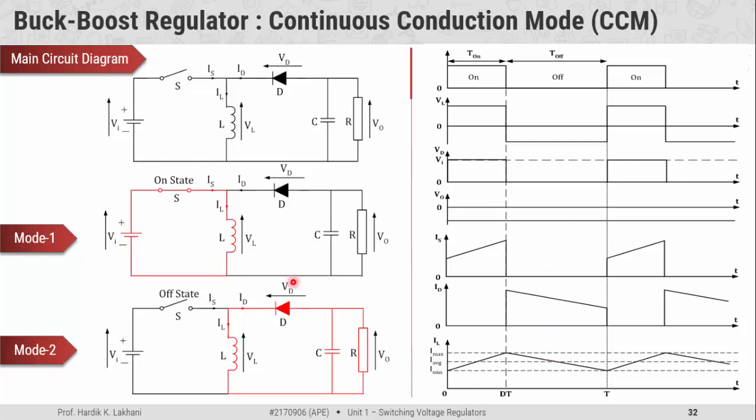In the second interval, the switch is in the off state condition, so there is no current flow through the switch. And in the second interval, the inductor comes in parallel with the load, but the polarity of the inductor is in the opposite direction, so the voltage across inductor is V output. And as diode is in the forward bias condition, voltage across diode in the second interval is 0.